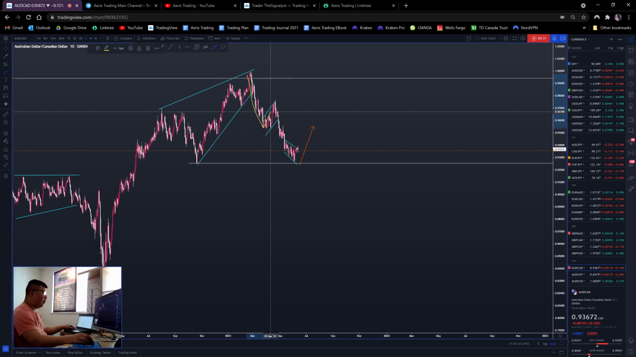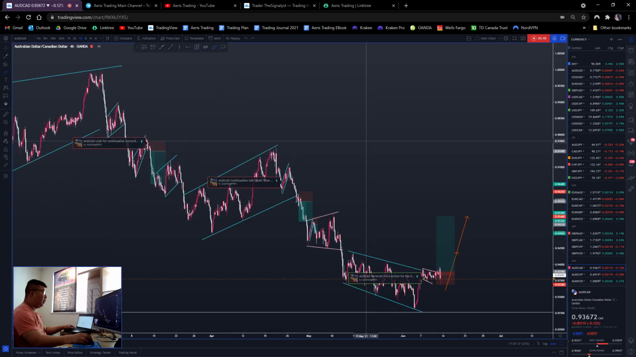move followed by a continuation correction has already happened, and we're right back to pretty much the lows of this rising wedge correction. And this move has already happened and gives me a potential clue to look for a bullish reversal as a double bottom is forming here on the higher time frame.